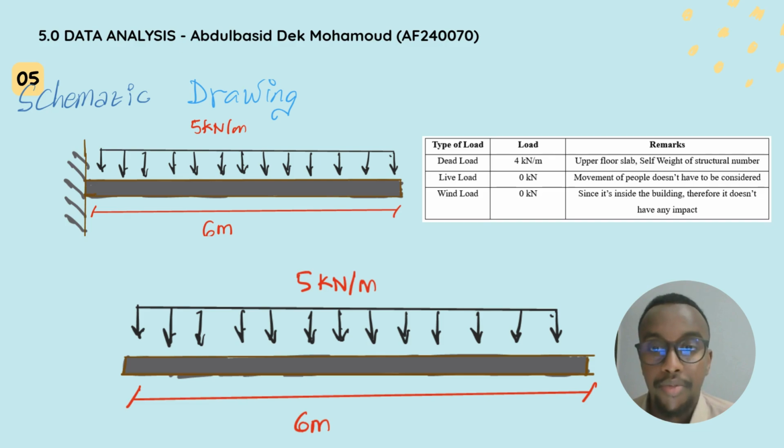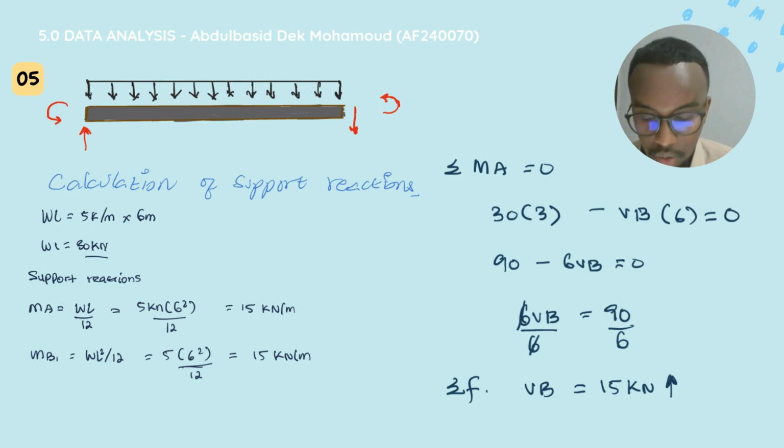So this is the free body diagram of the schematic drawing, which has 5 kilonewton per meter and 6 meters in length. Here I have calculated the support reactions, which I got as 30 kilonewton in total, 15 kilonewton at each side.